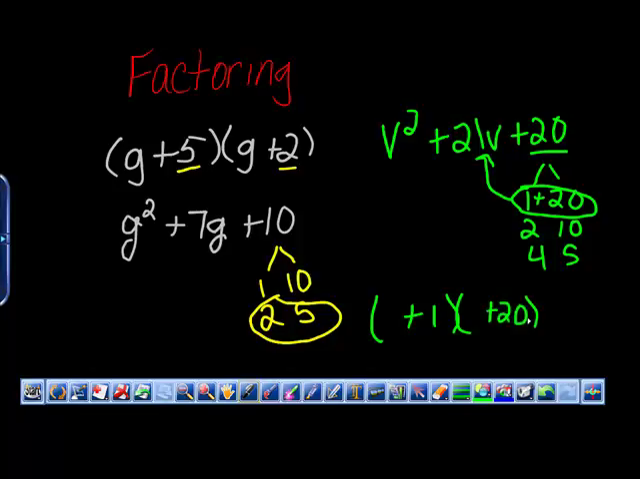Now what goes first? Look back at our gray example. Our first terms create our first term, a g and a g. So how do we get that? Well, looking at this, we have our v squared, so we're going to put a v and a v. Here are our binomials that factor out of v squared plus 21v plus 20.